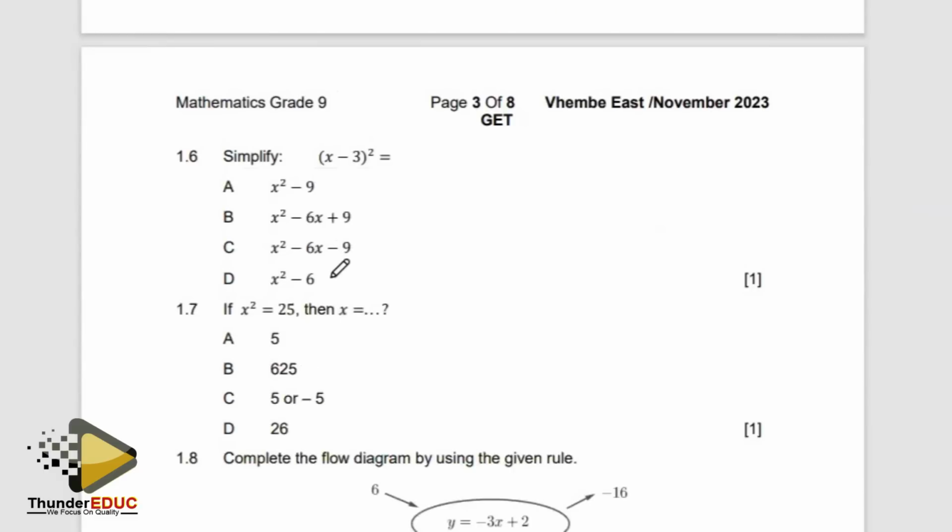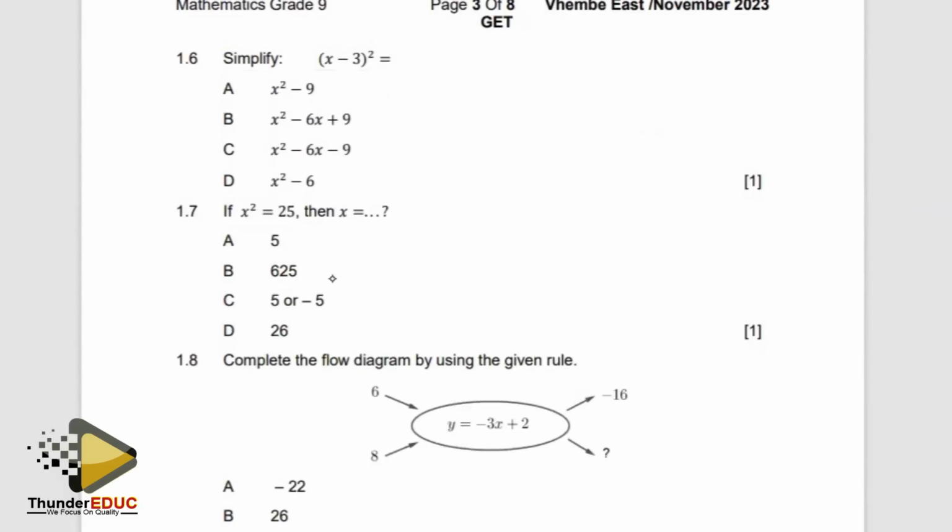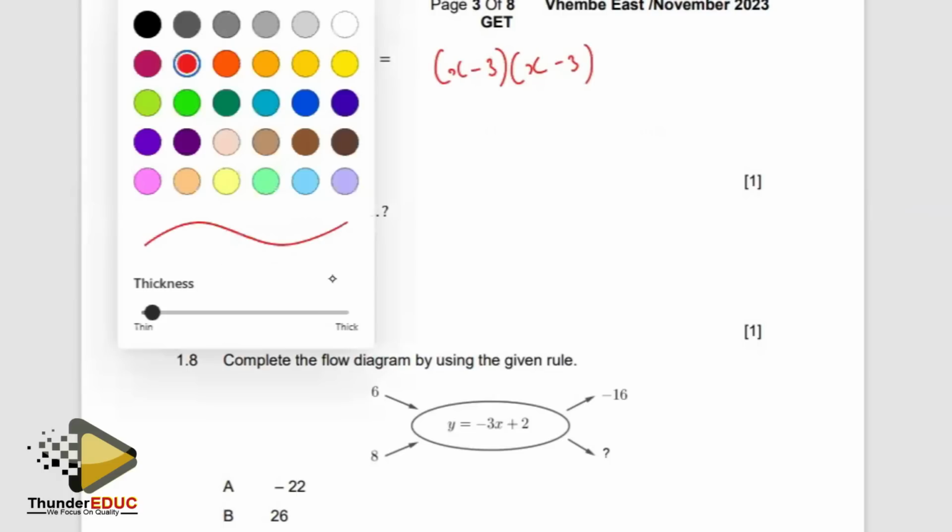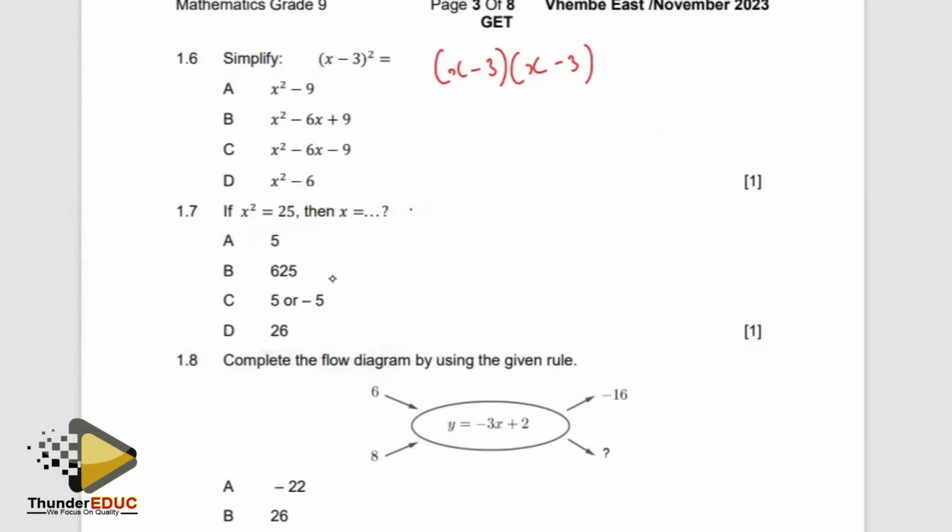1.6, simplify this. We can simplify this by opening the brackets or expanding them. So x minus 3, and then that's going to be x minus 3. We can open this using the FOIL. And that FOIL tells us that if we have x and x, that's going to give us x squared. Then x times negative 3 is going to be negative 3x. Then this negative 3 times x is negative 3x. The negative 3 times the negative 3, we get a positive 9.